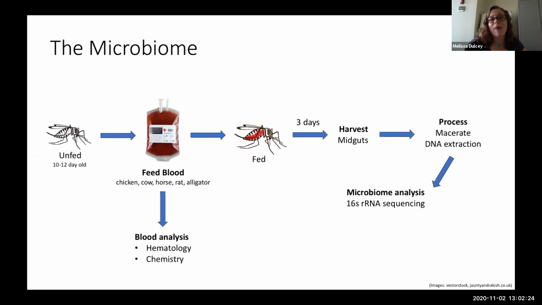So for the microbiome studies, the experimental flow goes like this. We have an uninfected, unfed mosquito, and at 10 to 12 days old, we will feed it one of the 5 bloods. And at that point, we take some of the blood and we send it off for analysis to see what actually is in the blood.